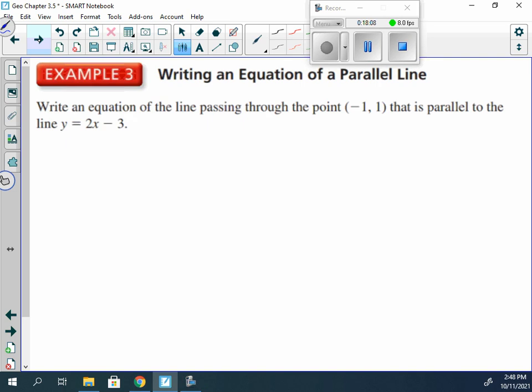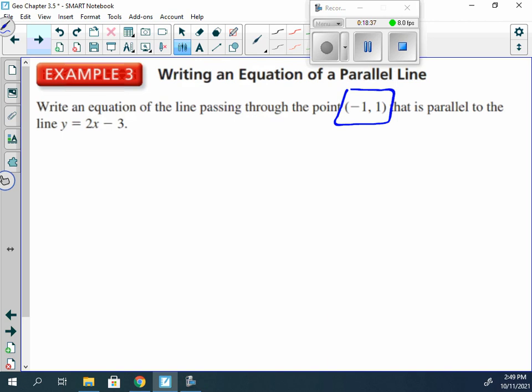And the next part that we're looking at is going to be dealing with perpendicular and parallel, finding the equation or writing the equation. And with this here, with perpendicular and parallel, they're going to give us a point and an equation of the line, and we need to find the line that's either parallel or perpendicular to the given line. So we want to write an equation of a line passing through the point negative 1, 1, that is parallel to the given line.